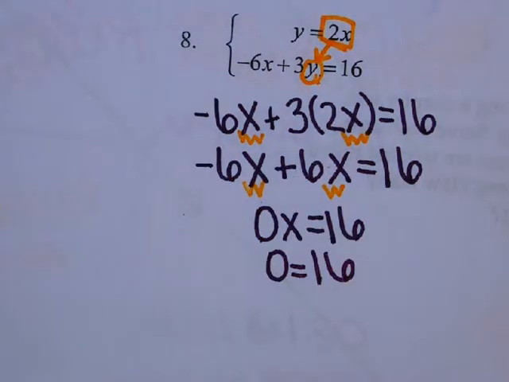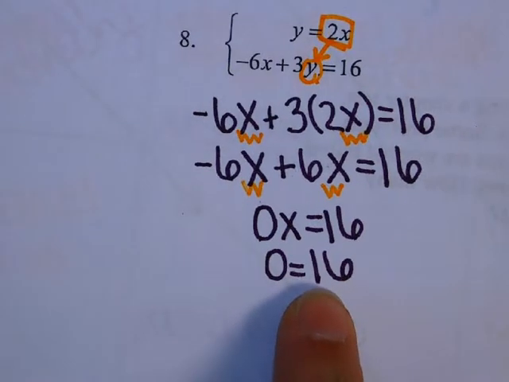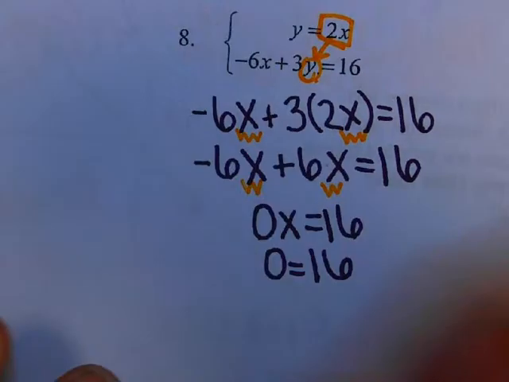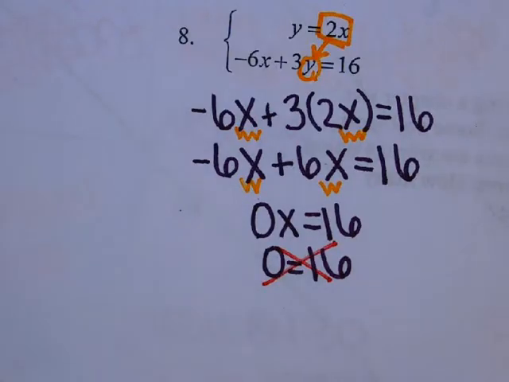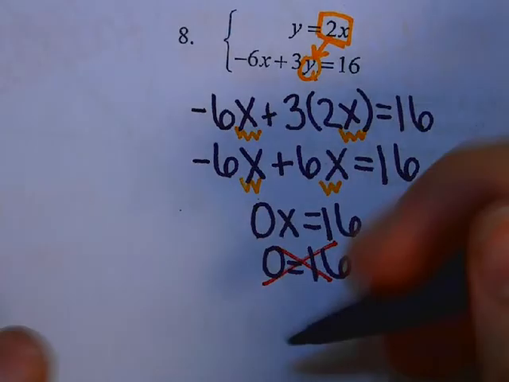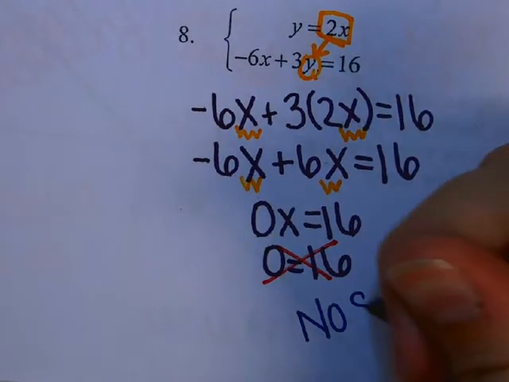So we get 0 equals 16. Think about in the real world, are 0 and 16 the same thing? So is having $0 the same thing as having $16? Well, it's not. So if you get down here, this is not true. 0 is not 16. So if you get to an instance like that, you can say that there is no solution.